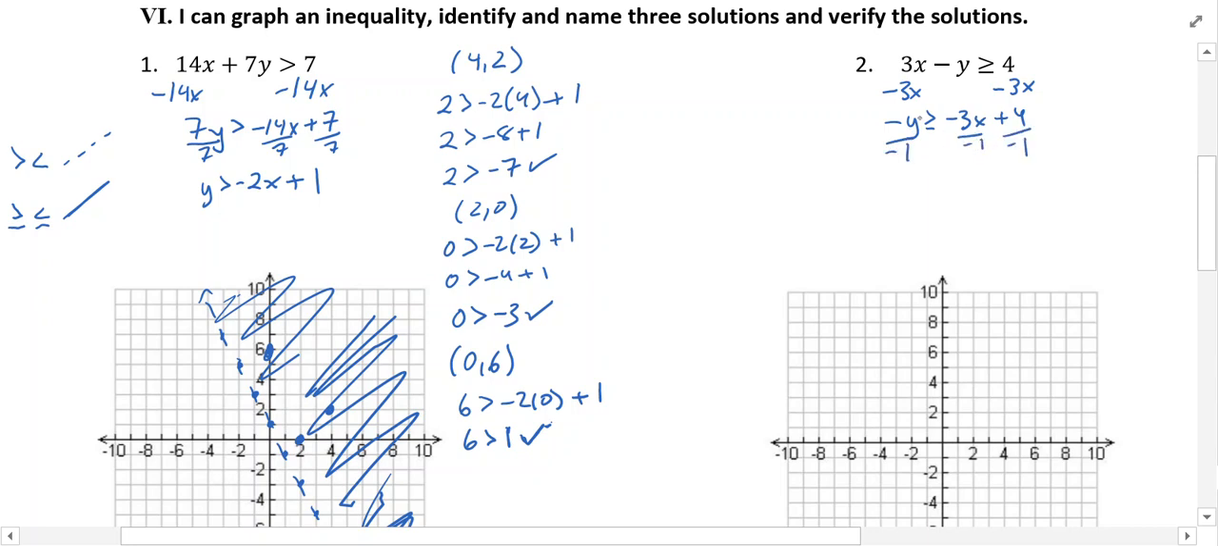But you need to be careful because when you divide by a negative, you have to switch the inequality sign. So this now turns into y is less than or equal to 3x minus 4. So that's our new equation. Y is less than or equal to 3x minus 4. Okay, so I want you to graph this line, shade it, and verify the 3 solutions. So please pause the video and finish the problem.